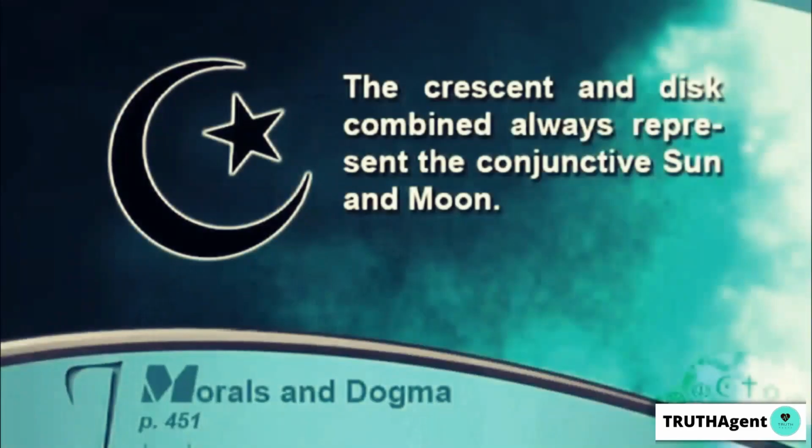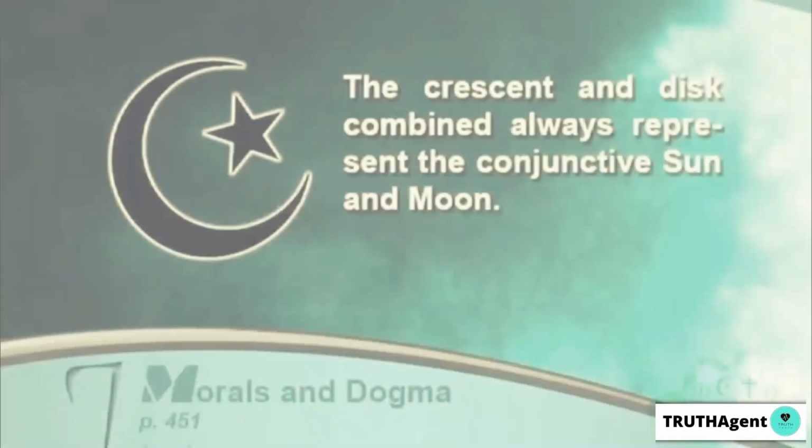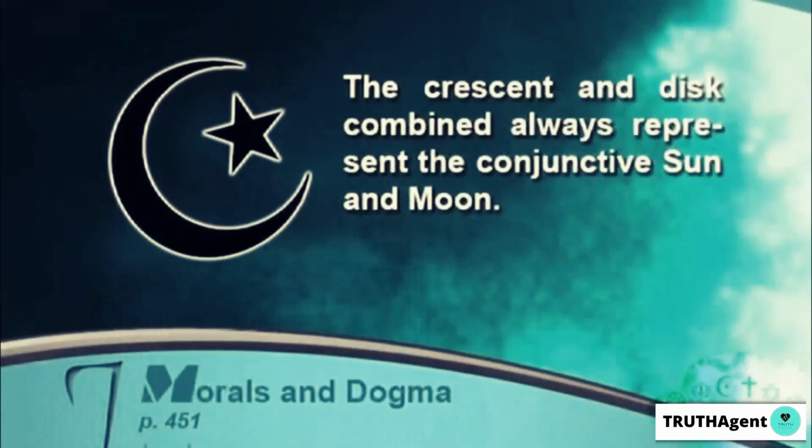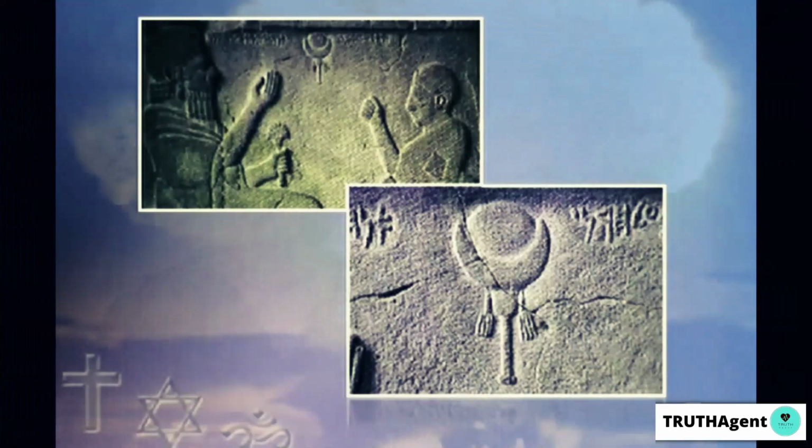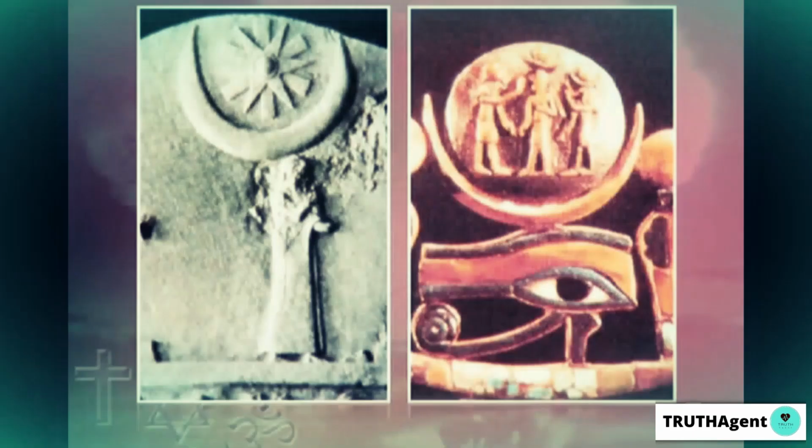From the book Morals and Dogma, page 451. Remember in the previous video, Morals and Dogma, the book that is only given to a 33-degree Shriner Freemason. The crescent and disk combined always represent the conjunctive sun and moon. Here we see two pictures from ancient Egypt. Here is the sun god holding up the crescent moon, and what do you see inside the crescent moon? The symbol of the sun, or the sun god.